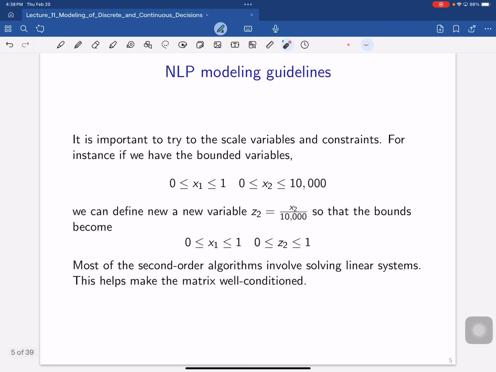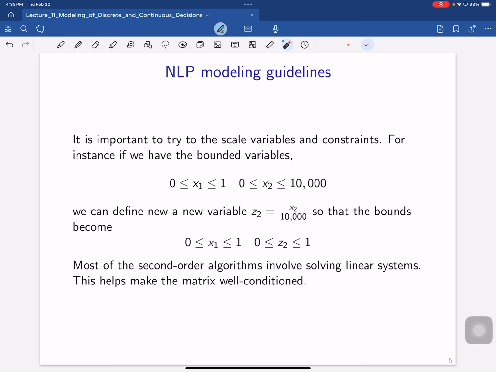Okay, so then the other modeling guideline is to scale the numbers. If you have x1 between 0 and 1, x2 between 0 and 10,000, then this problem could be ill-conditioned since these two numbers are in different scales, right? So what you can do is to define a new variable z, which is dividing x2 by 10,000. Then you can have the two variables in the same scale. Basically, you can just get rid of x2, and whenever you have x2, you replace that by 10,000 times z, that is, x2 over 10,000.